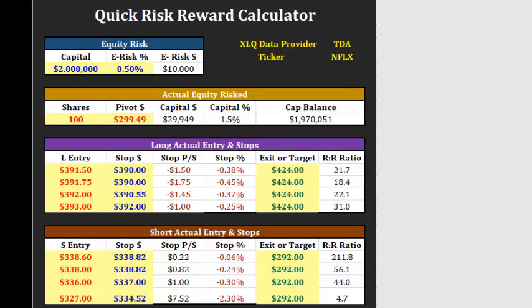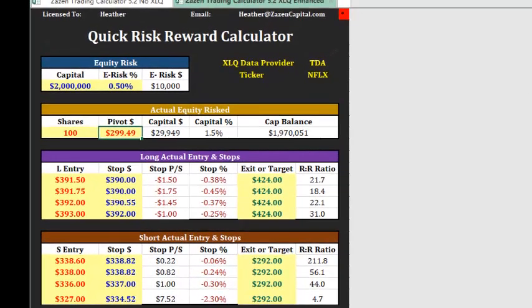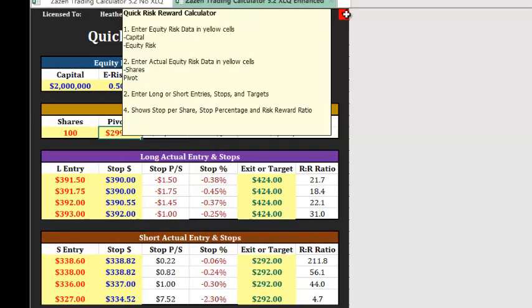In the XLQ Enhanced version, simply put your data provider and the name of the ticker, and it will automatically give you the price of the stock. You've probably noticed that on every page you'll see a red cell with an asterisk. Click on it and you'll see that there's a note with helpful information regarding each calculator.